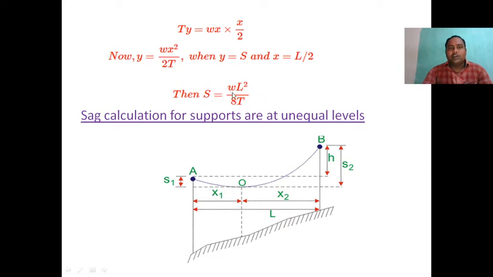Sag S is equal to WL square by 8T when the supports are at equal levels.